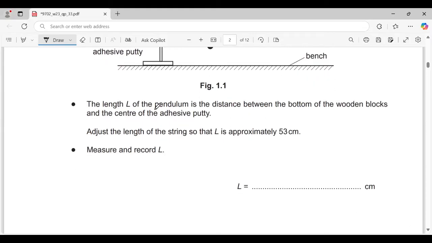The length L of the pendulum is the distance between the bottom of the wooden blocks and the center of the adhesive body. Adjust the length of the string so that L is approximately 53 centimeters. Measure and record L. So L equals 53 centimeters, 53.0.